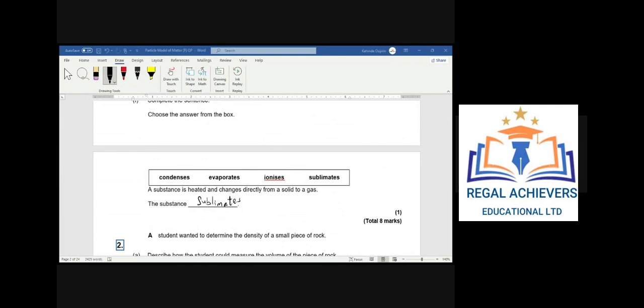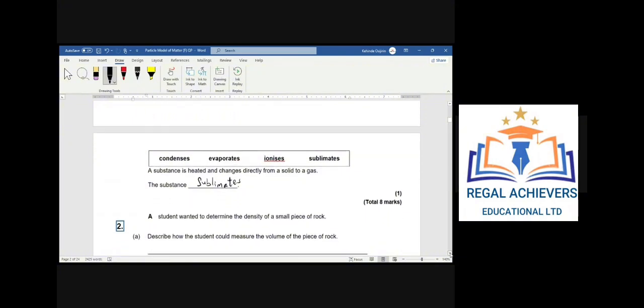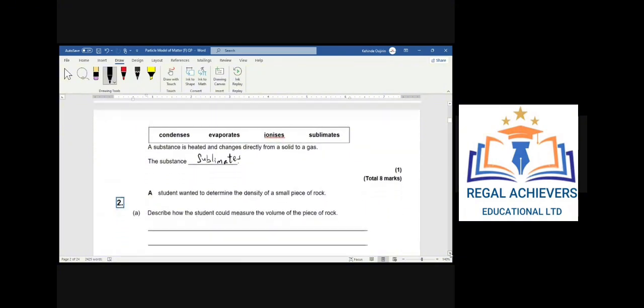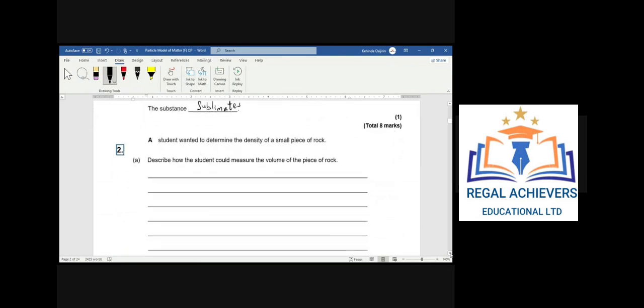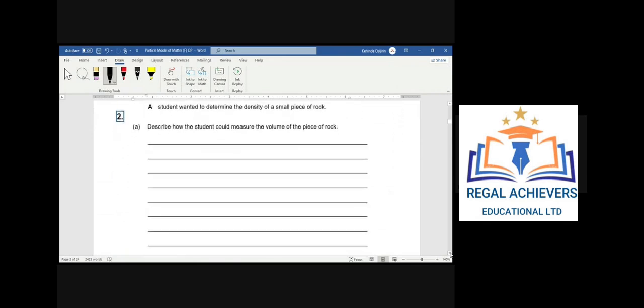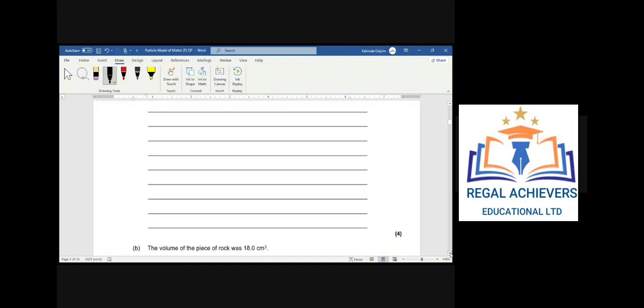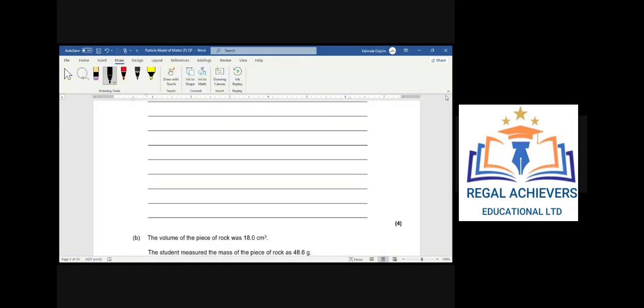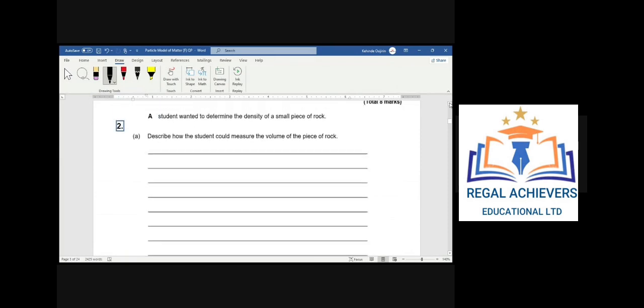All right, let's move on to the next question, number 2. It says we should describe how the student wanted to determine the density of a small piece of rock. Describe how the student could measure the volume of a piece of rock. This should be how many marks now? This is like 4 marks, so you need to describe it appropriately. This is just about the density.